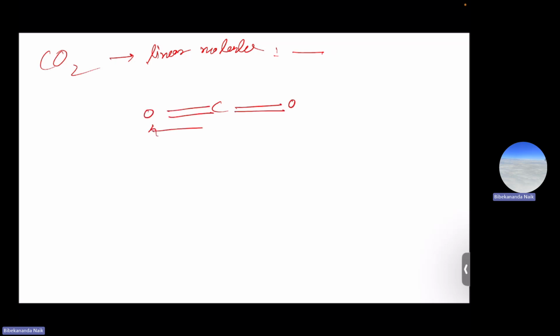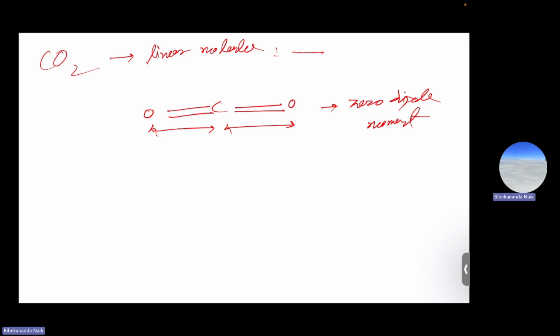In case of CO2, what happens? CO2 is a linear molecule. So this is C, this is O, and here this is O. The bond length is the same on both sides, so it has zero dipole moment. Now let's consider OCS.